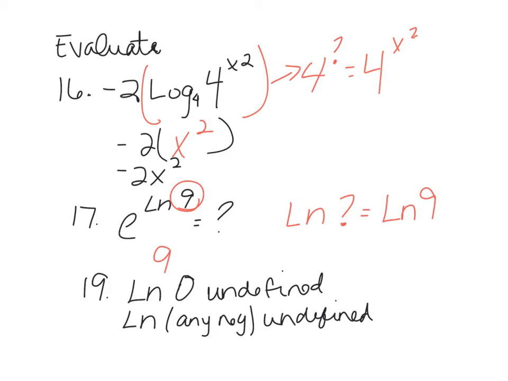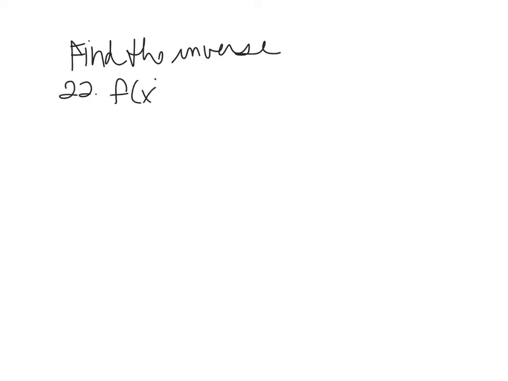And let's see, the next says find the inverse. Let's see, number 22. F of x equals 3 to the x minus 1. So the first step was to make it y equals 3 to the x minus 1. The second step was to swap your x and your y, so x equals 3 to the y minus 1.